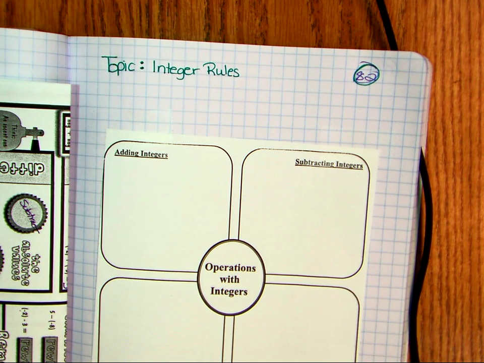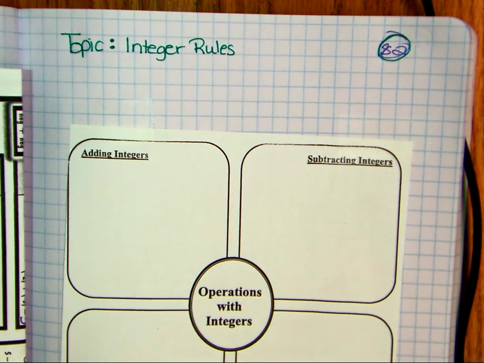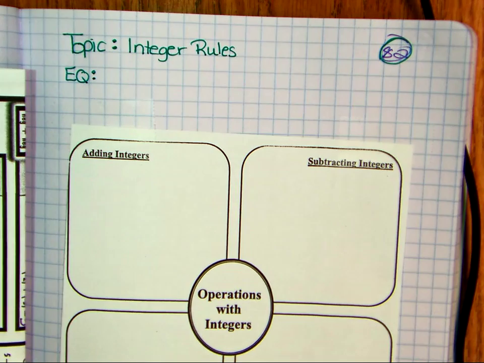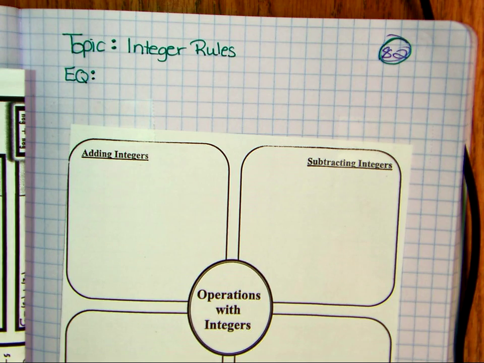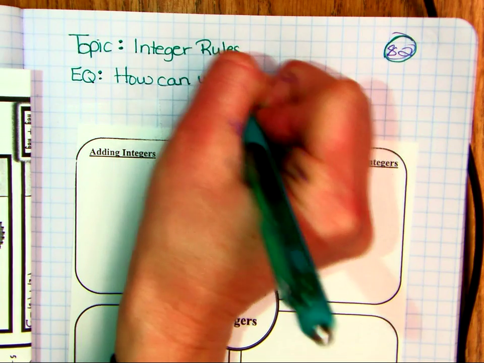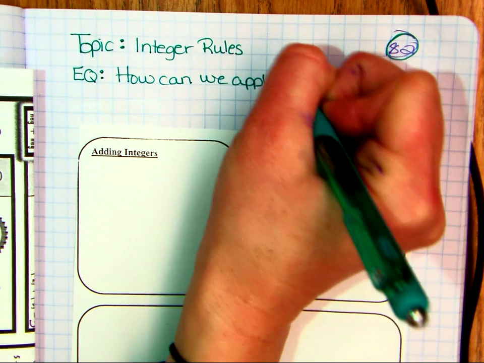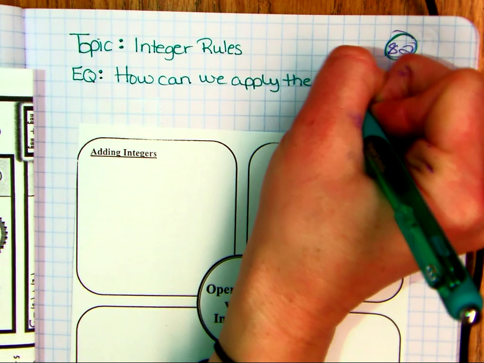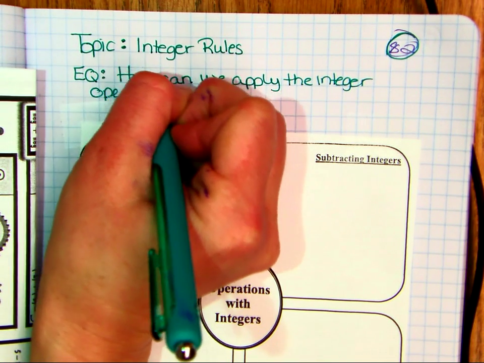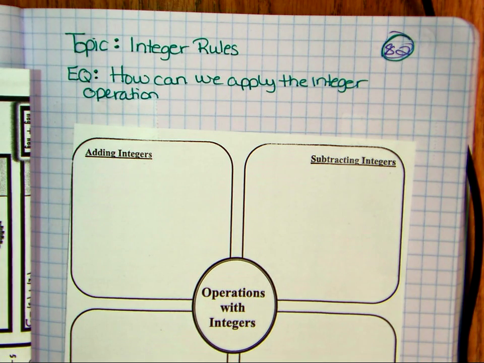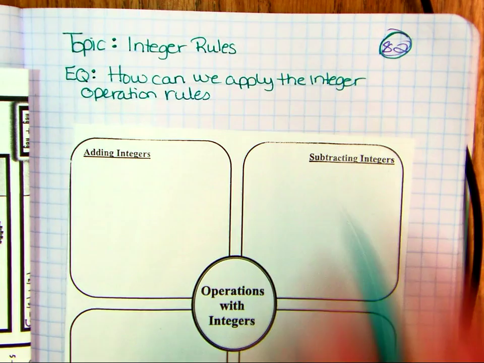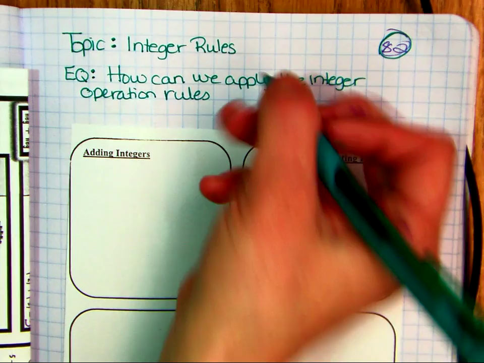And get that a little bit bigger. And our essential question is going to be, how can we apply the integer rules? I'm actually going to say the integer operation rules. The rules for adding, subtracting, multiplying, and dividing with integers to evaluate an expression.